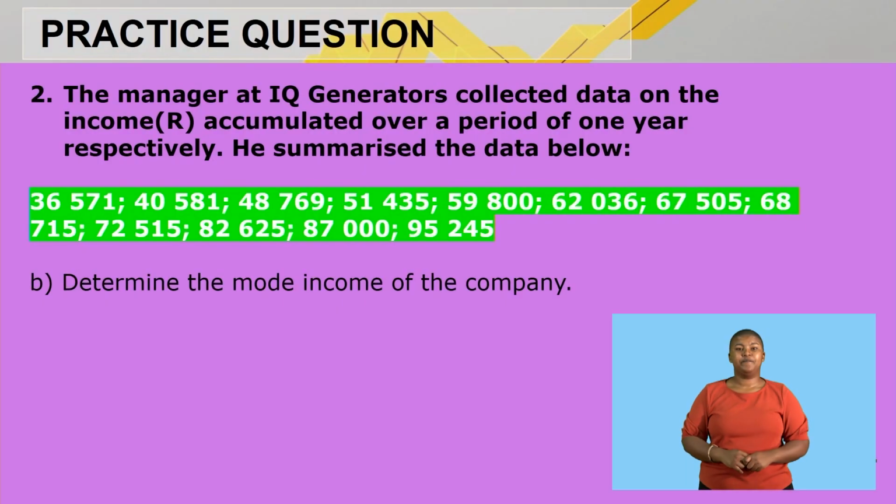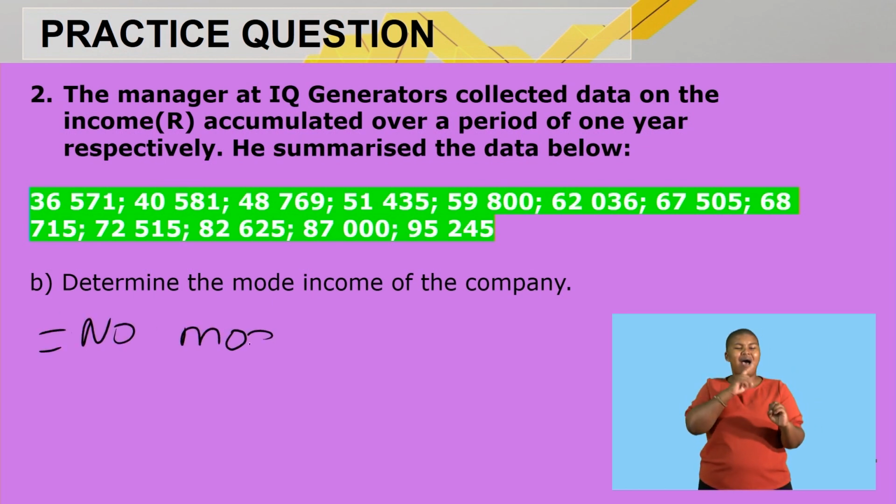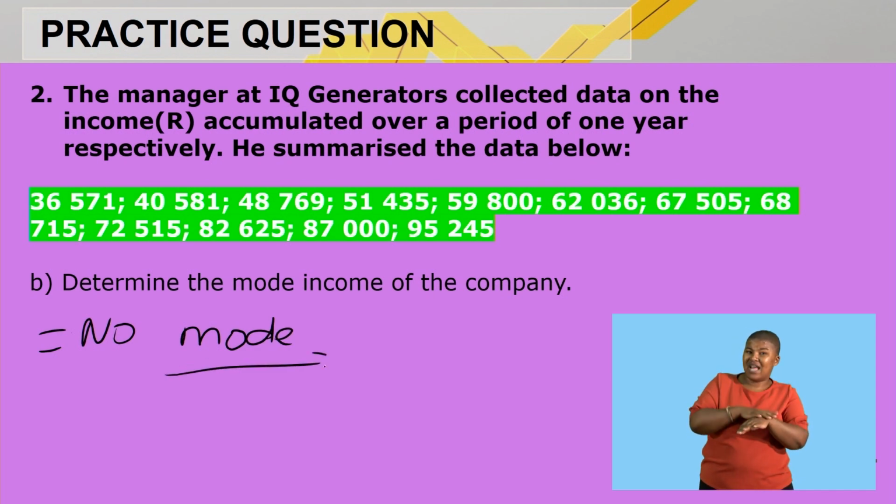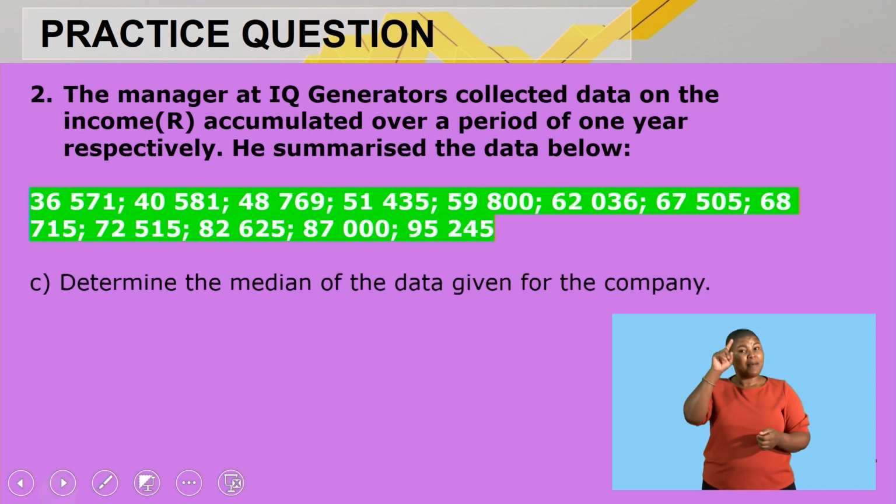Then number B, determine the mode income of the company. So for the mode, we are looking for a value that keeps on repeating itself. In this case, there is no mode because there's no value that appears twice or 3 times. So remember, we said we are writing no mode and not a 0.